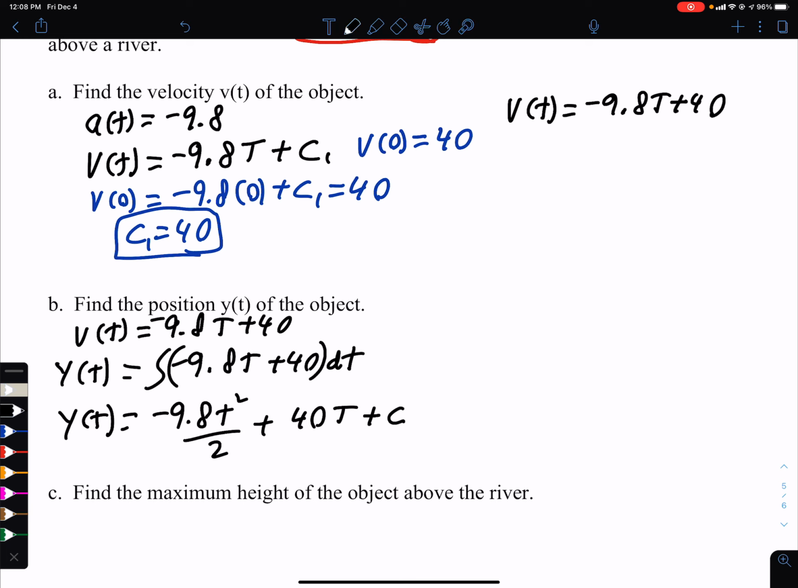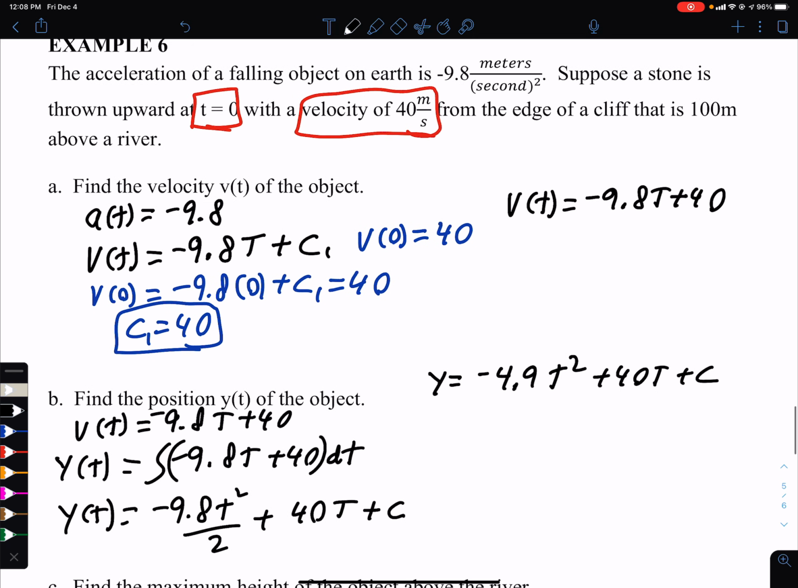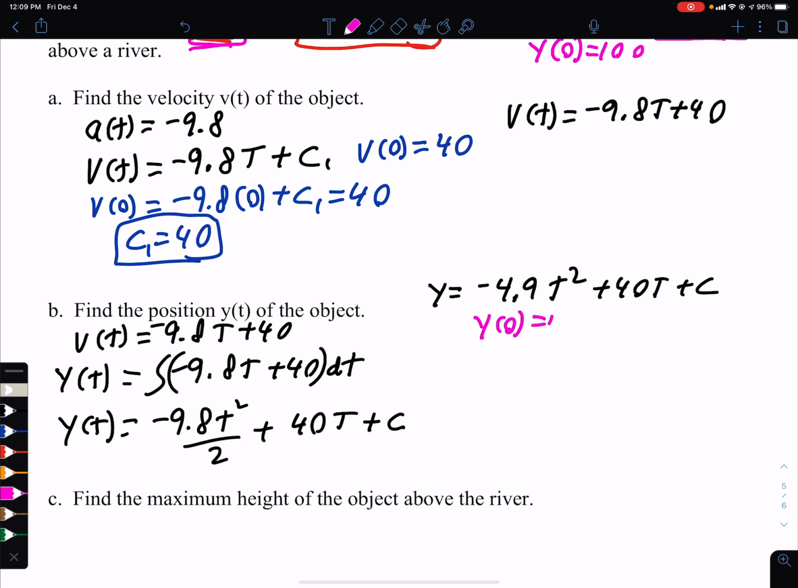And then I can simplify this. My position function will be negative 4.9 t squared. I just divided 9.8 by 2. Plus 40t plus c. Can I find c? Huh. I can. Check this out. You're told at t equals 0, you're 100 feet above the river. In other words, the height at time 0 is 100. That's your initial value that you're given. So if y at 0 is 100, I'm going to plug 0 in for all my t's.